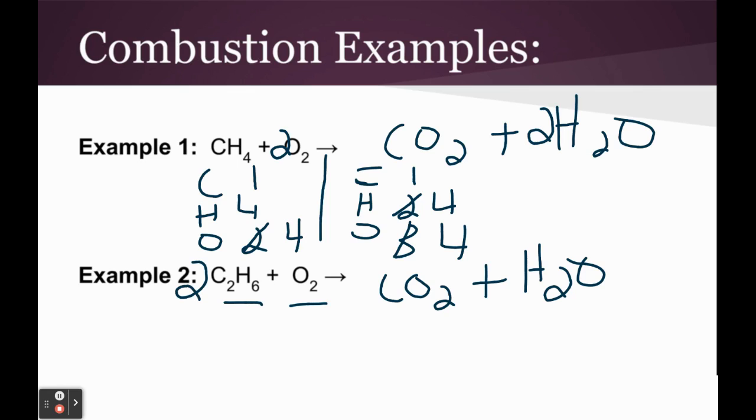So you need a 2 there, a 6 here, 4 in front of the CO2, and that gives you 14 total oxygens on your product side. So you will need a 7 in front of the O2.